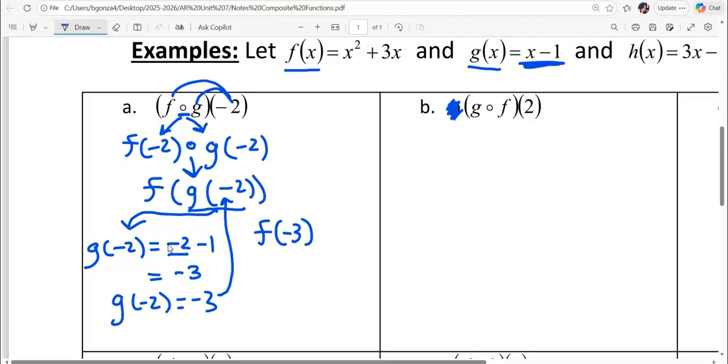g of -2 gave me -3. So that means -3 is going to go right here. So I'm going to end up with f of that number, -3. Okay. So that means what I'm going to have to do is replace each x in f of x, this x and this x, with -3. So I got -3 squared plus 3 times -3.